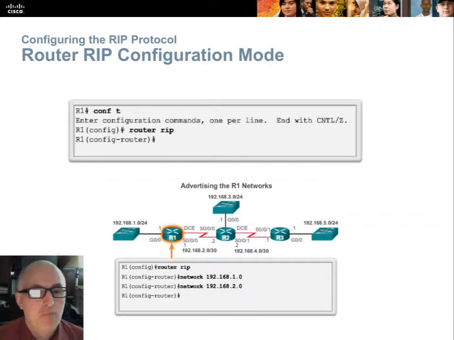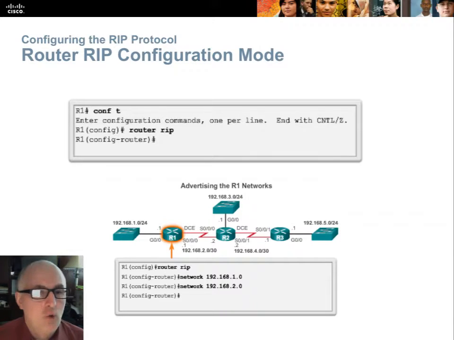the router subprompt. You see, we're now at the configuration subprompt for a router, and we can add our network statements. These are the directly connected networks. So notice that we're adding directly connected network 192.168.1.0 and network 192.168.2.0. Those are the 2 directly connected networks.